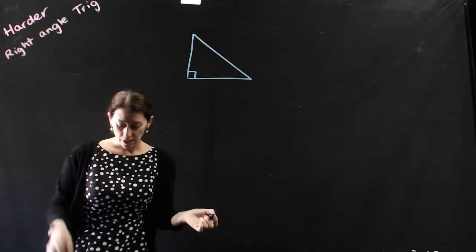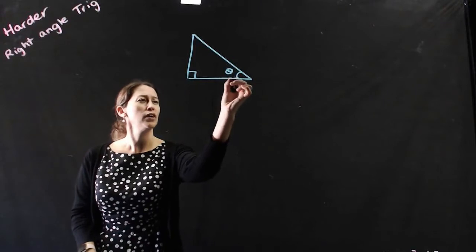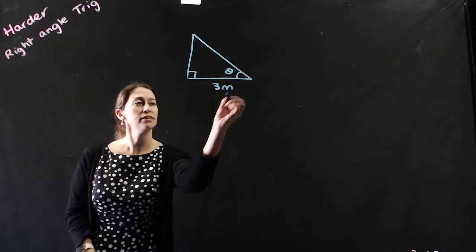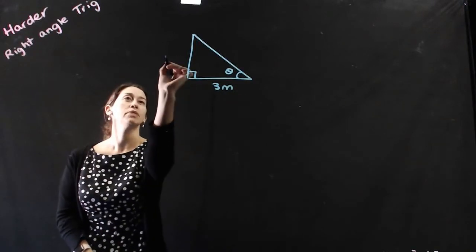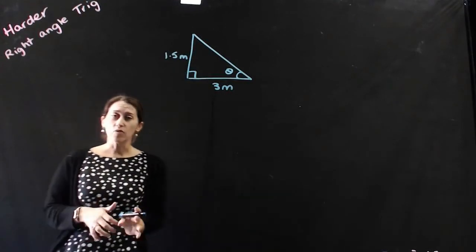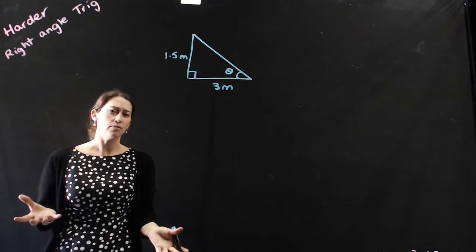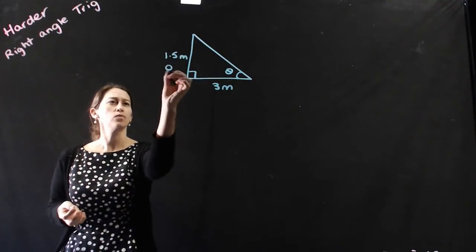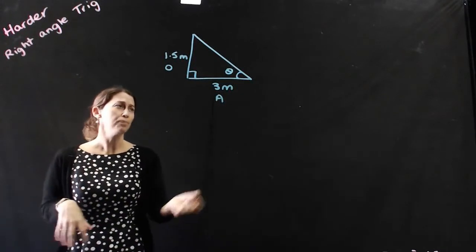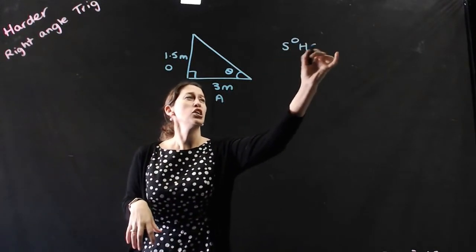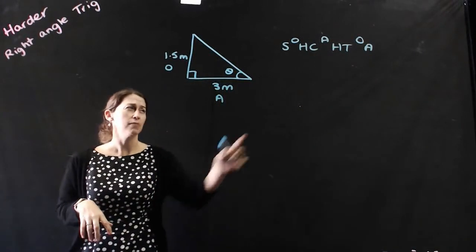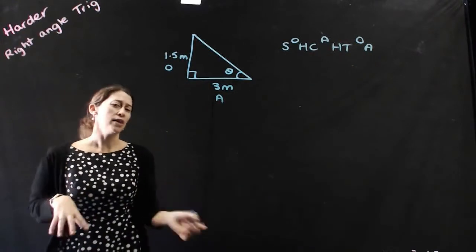So let's draw up a triangle. I'm going to draw a basic triangle where theta is the unknown angle and the length of the side is 3 meters and this side is 1.5 meters. Alright, so as always with right angle triangle, we look at the sides that we have the information on. This is the opposite and this is the adjacent. So writing down SOHCAHTOA, we decide which ratio we're going to use. Well, the one that involves adjacent and opposite is the tan ratio. So we write that down.